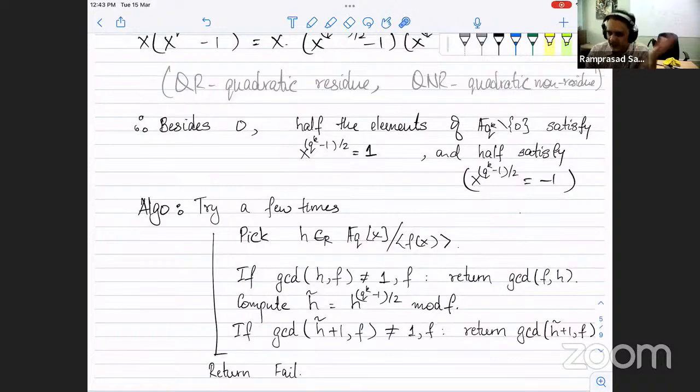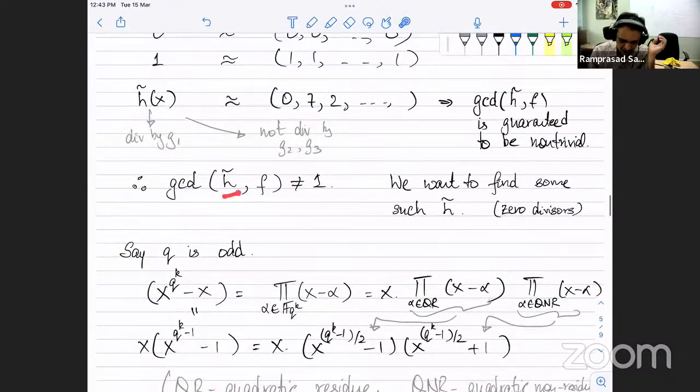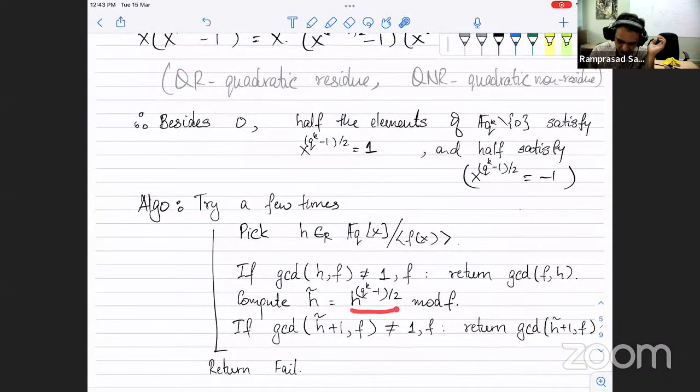So basically we pick a random polynomial h, and the h tilde we are looking for is h to the power (q^k minus 1) by 2, plus 1. That is what we hope has the property that some of its coordinates are zeros and some of its coordinates are non-zero. I'm therefore hoping that the GCD will return something. If I got unlucky, I'll try this again and again. But I want to claim that I will not have to try this too many times. So that's the algorithm. This is the factorization algorithm.